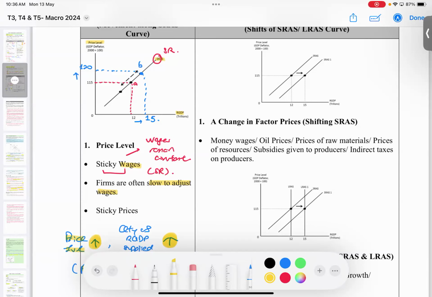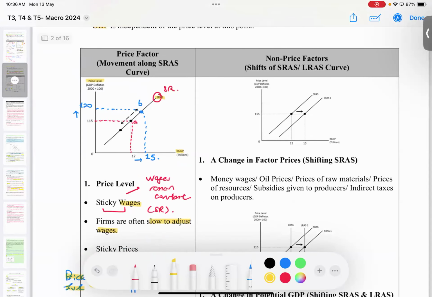Now, on the other hand, we look into non-price factors. So we look into the shift of the SAS curve, the shift of the SRAS curve, and the shift of the long run aggregate supply curve. Remember a few key terms.